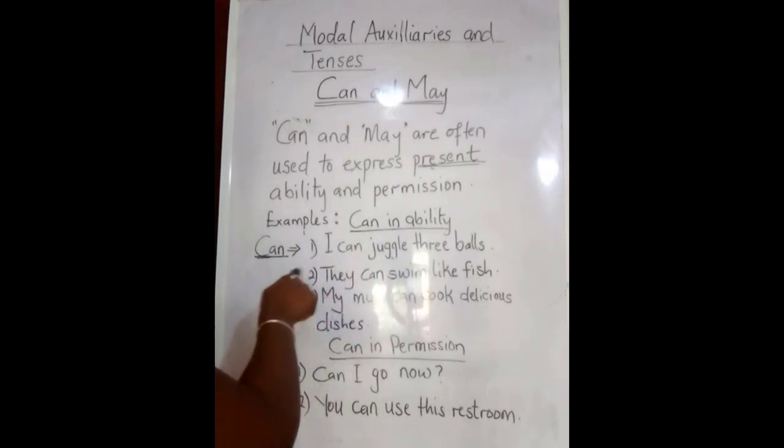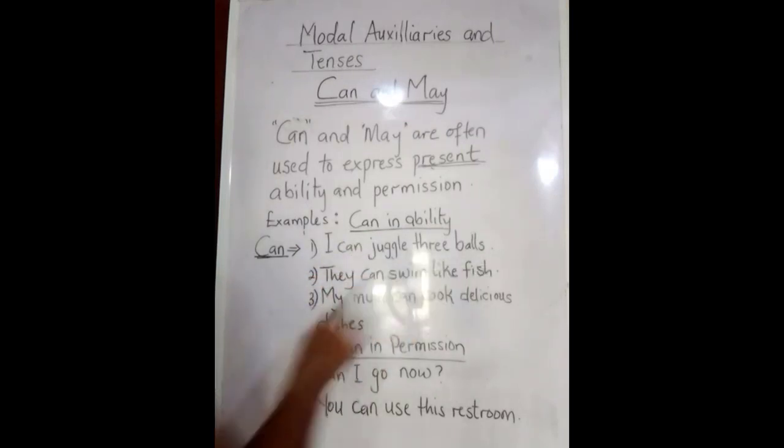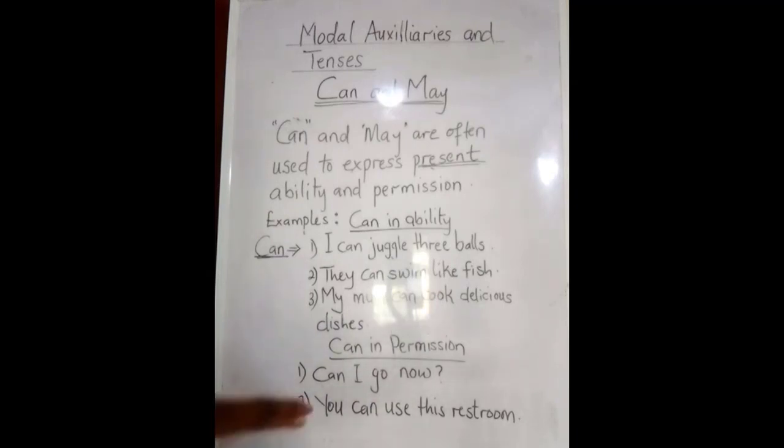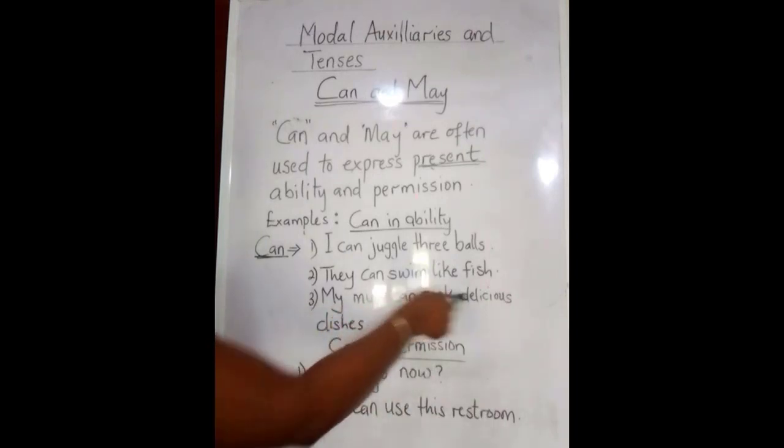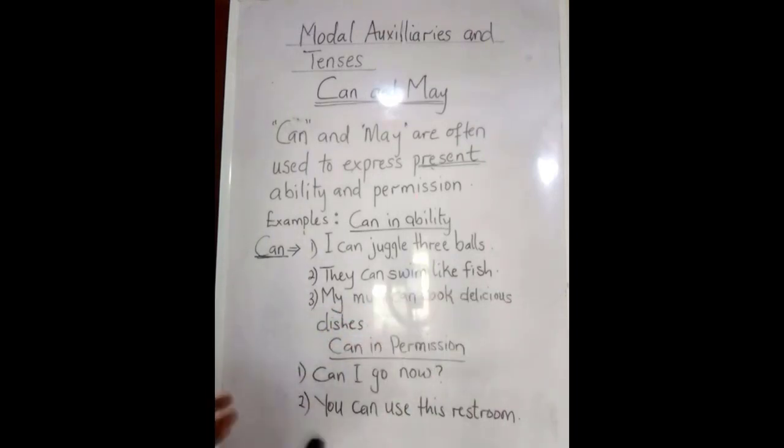The second example says, they can swim like fish. This is also something that is in the current or present state. They can swim like fish. It's something they do now. It's in the now. And the third example says, my mom can cook delicious dishes. Also expressing something in the present.